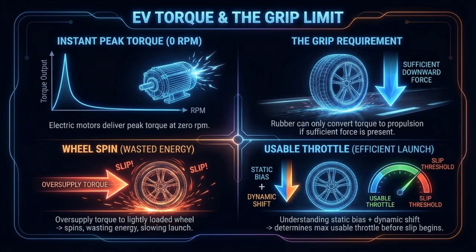The usable traction at any wheel is limited by the friction rule: maximum traction force equals friction coefficient times vertical load. Static axle load tells us how much grip is available at rest. Dynamic load transfer tells us how grip changes during acceleration. By combining static bias and dynamic shift, engineers know exactly how much throttle can be applied before tire slip begins. The lesson is clear: instant torque is powerful, but traction decides how much of it can be used.